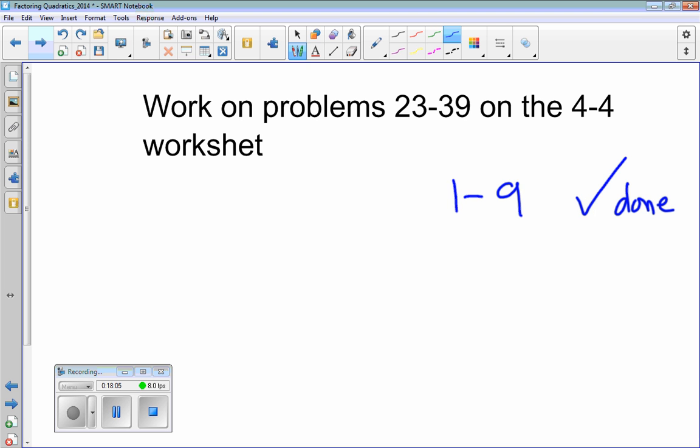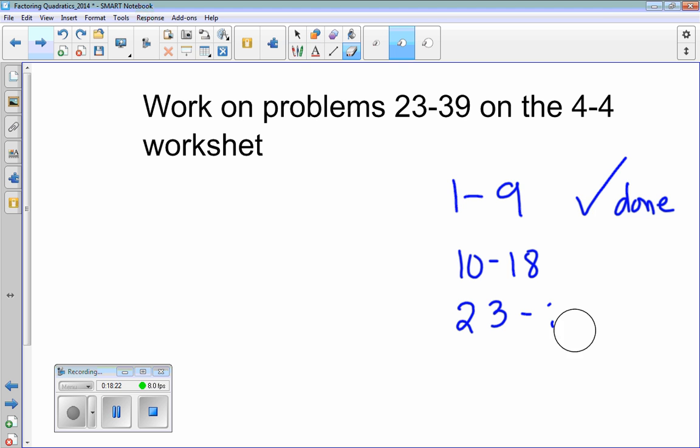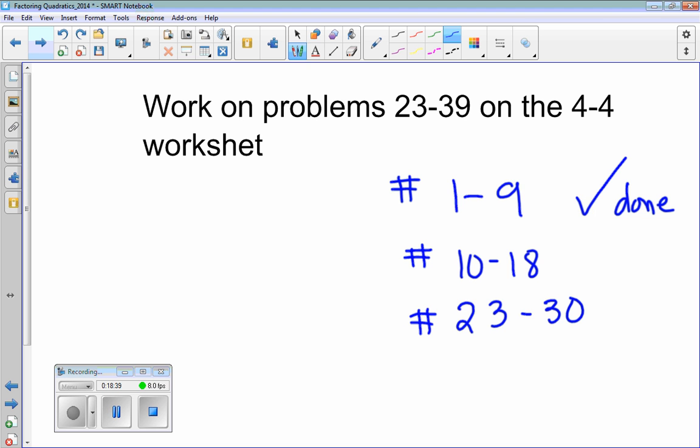I assigned 10 through 18 the first half of class today, this morning. I realize you probably didn't finish that, so you can continue to work on that. But now you should also be able to do 23 through 30, okay? And by the way, the ones on the back are all kind of mixed together. You can look for a GCF, sometimes you have to do a trinomial, etc. But these are all the problems that you need to get done, okay?